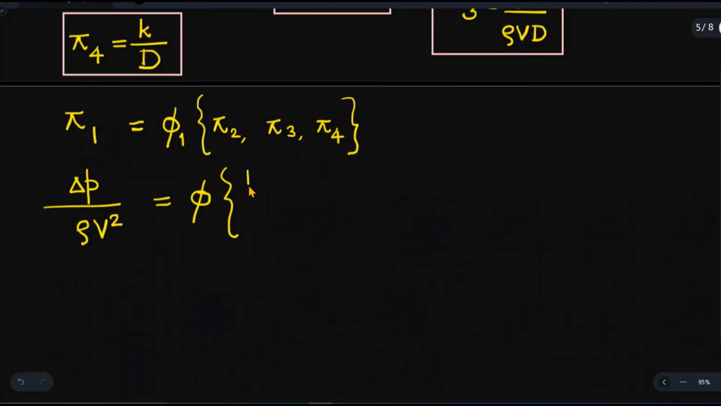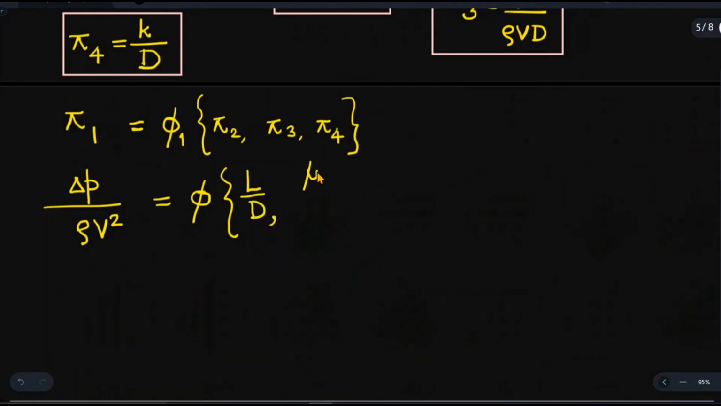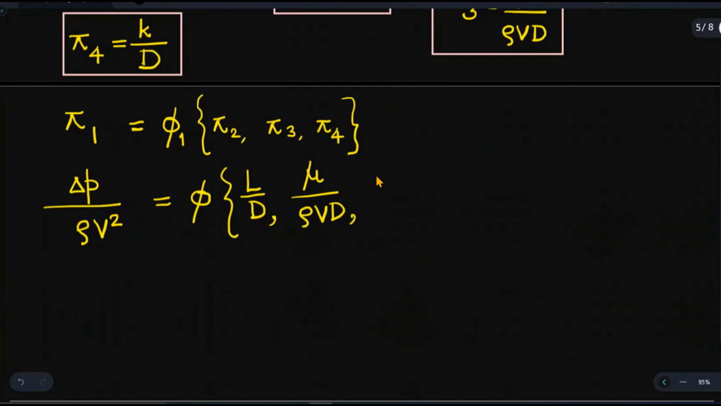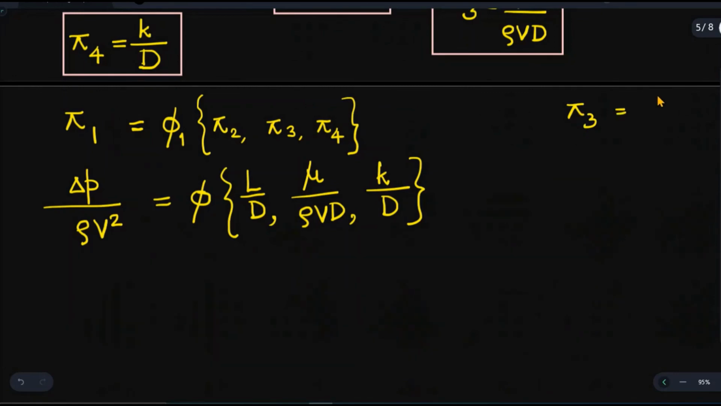So what is pi 2? That is L by D ratio. And what is pi 3? That is mu divided by rho V D. And the fourth pi term is pipe roughness K, relative roughness K by diameter of the pipe. See this. In fact, this is the answer to the question, but we have to get Darcy's equation. You have to go further and identify the other ratios as well. So mu by rho V D, the third pi term.